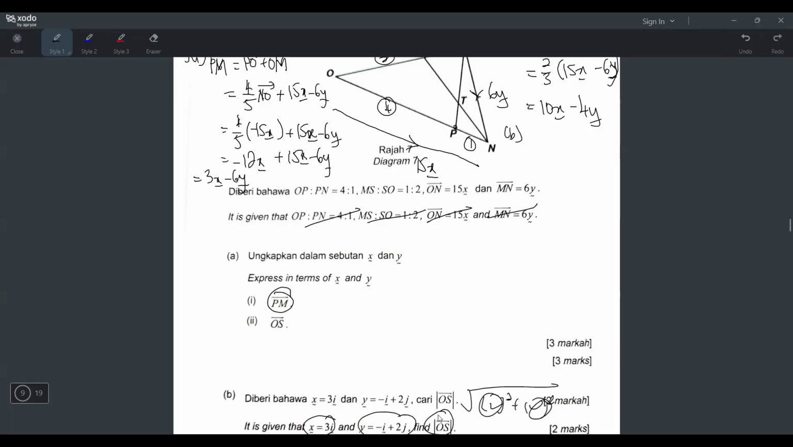And the numbers in front of i and j have to be the vector for OS. So it means I have to find vector OS first. Yeah, you cannot find the magnitude of OS without finding the OS vector first. So let's find vector OS first.